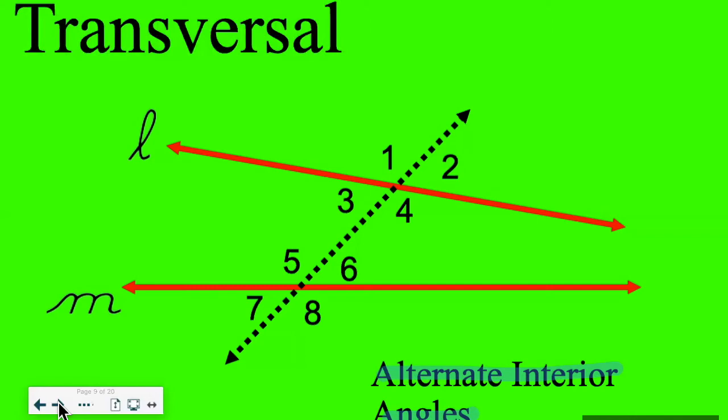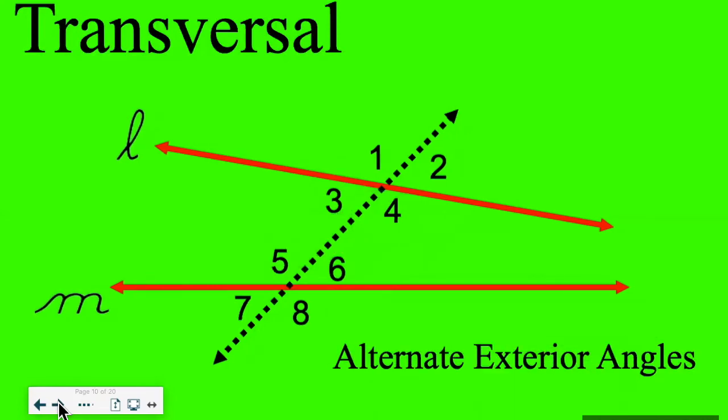The angles that fall inside, because we're talking about interior, would be angles 3, 5, 6, and 4, right? Those are the angles that fall between the two lines. So in this case, we care about the alternate angles. So angle 3 and 6 are on opposite sides of the transversal, as well as angles 4 and 5. Those are called alternate interior angles. And if you just let the language speak for you, it makes pretty good sense.